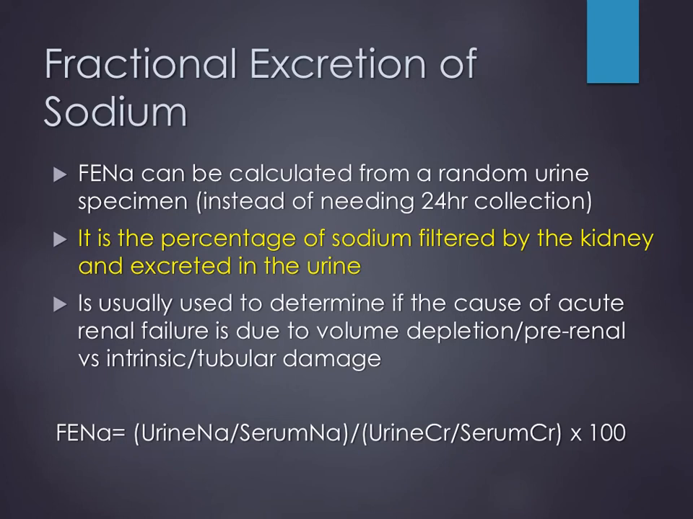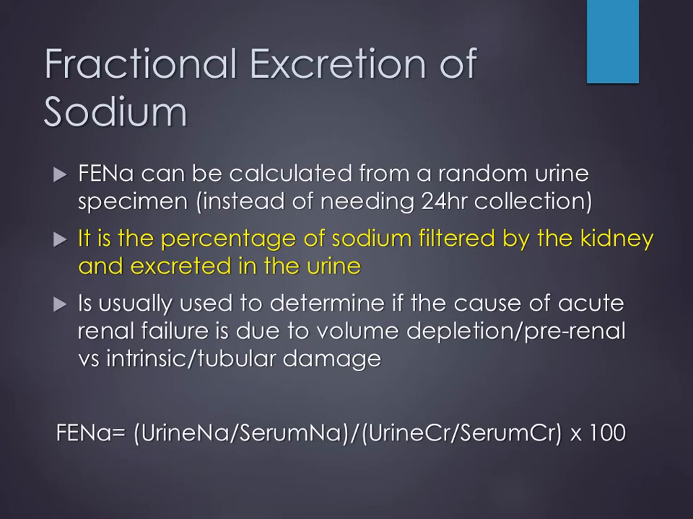Pre-renal would be volume depletion. In other words, you're not priming the kidney. Renal, or this intrinsic cause, would be that there's something wrong with the kidney itself. And post-renal would be that you have an obstructive process, such as a kidney stone, that's causing the backup. So this test is going to be used to determine if the acute renal failure is due to volume depletion, aka pre-renal, or an intrinsic cause within the kidney itself.